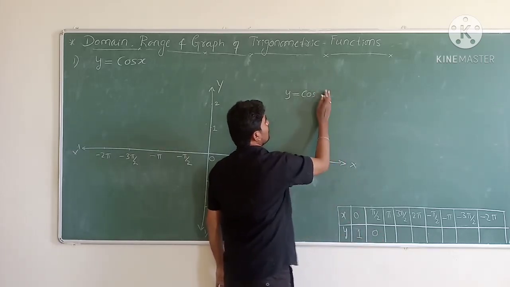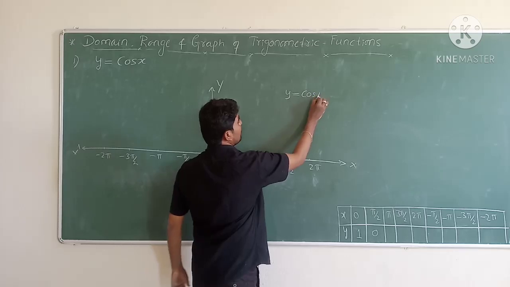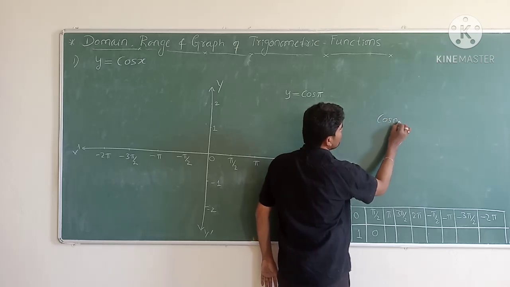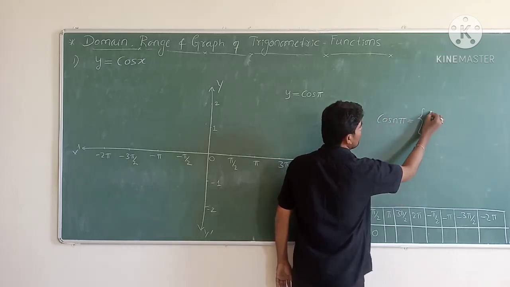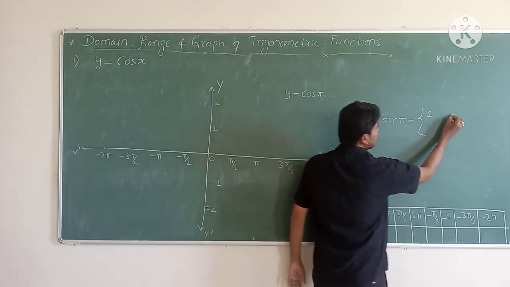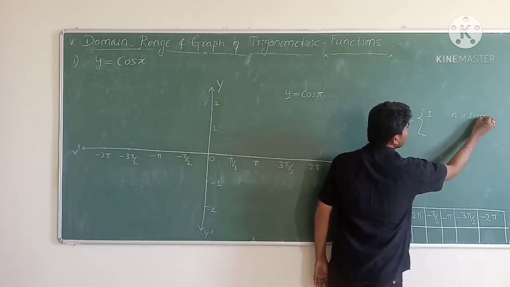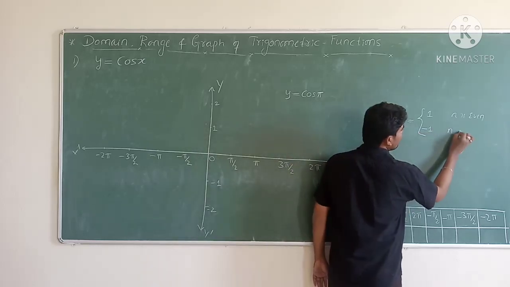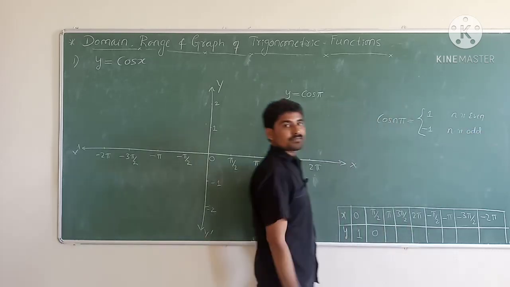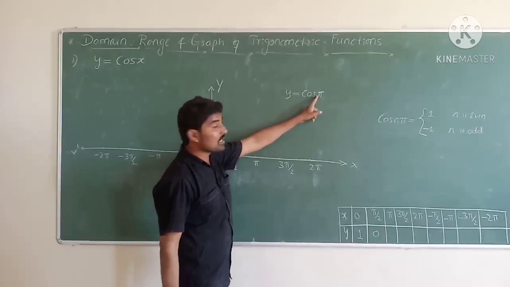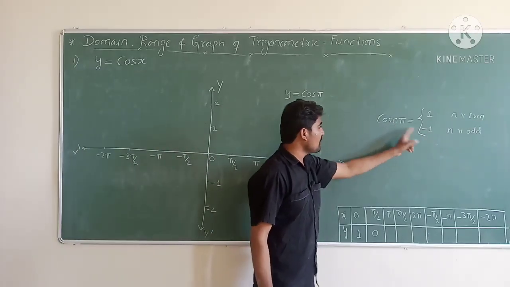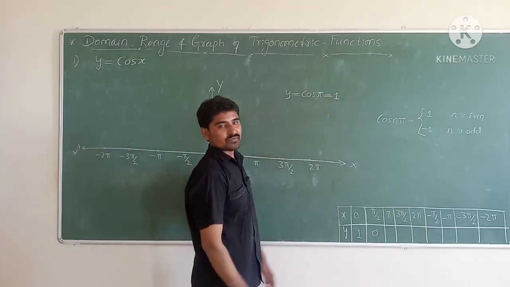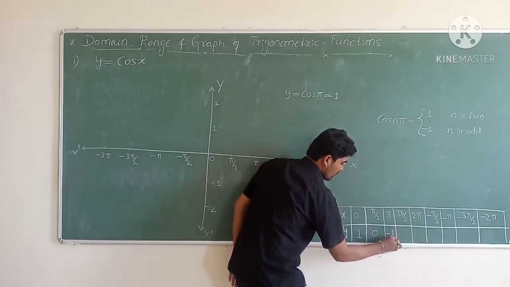And now when x is equal to pi, the value of y is cos pi. The value of cos n pi is equal to plus 1 when n is even, and the value of cos n pi is minus 1 when n is odd. Here cos pi means n is 1, which is odd, so the value of cos n pi is minus 1. So when x is equal to pi, the value of y is equal to minus 1.